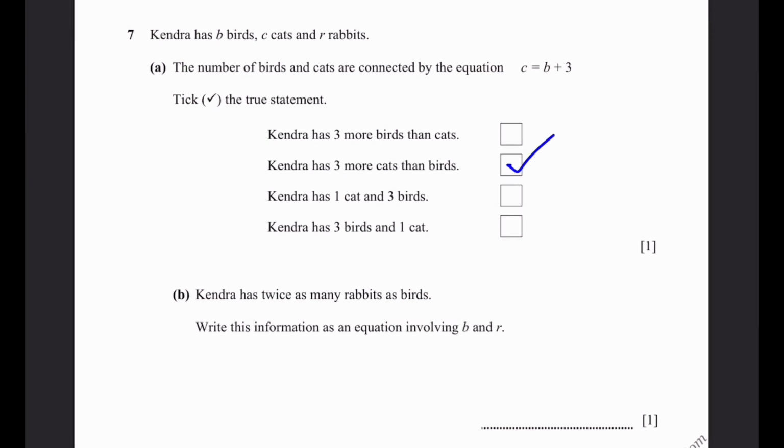B. Kenza has twice as many rabbits as birds. Write this information as an equation involving B and R. So if there are 2 times as many rabbits as birds, that means if we multiply the birds by 2, we get rabbits. And that's all. 2B is equal to R.